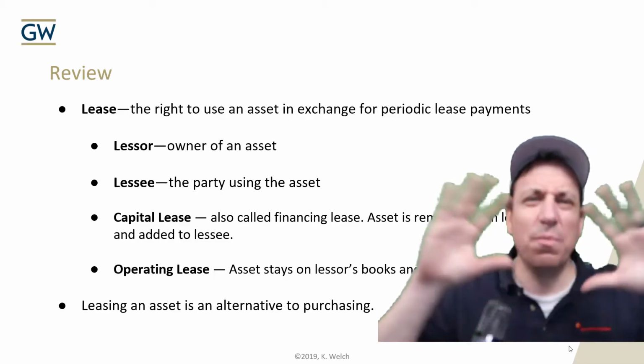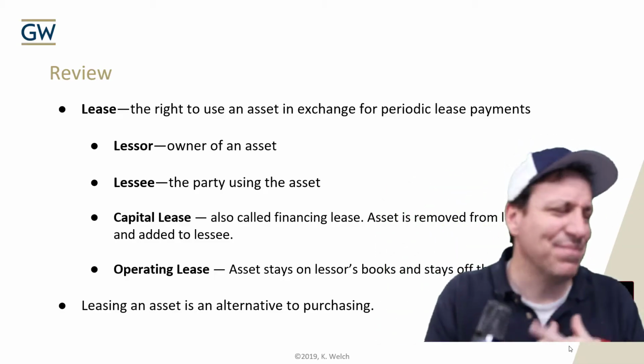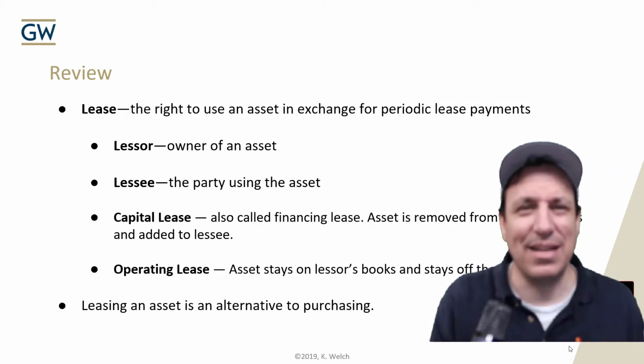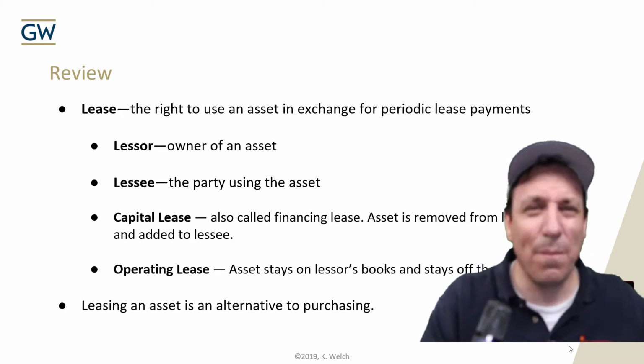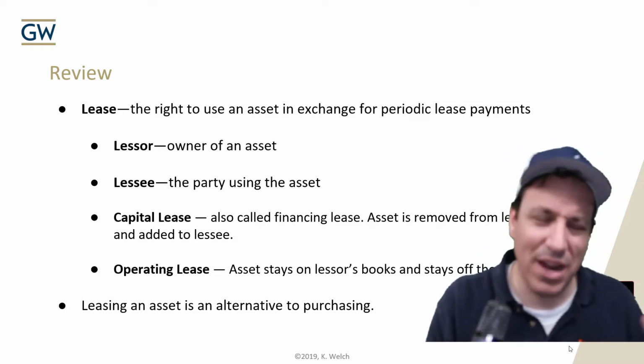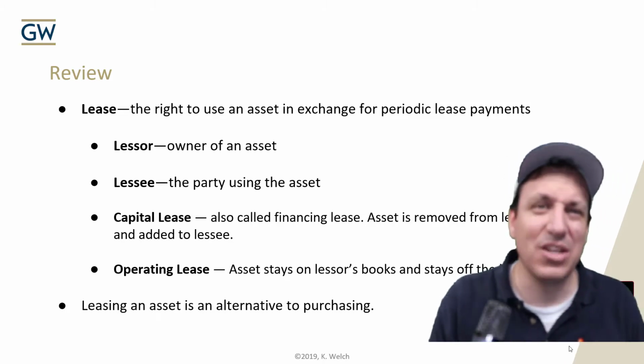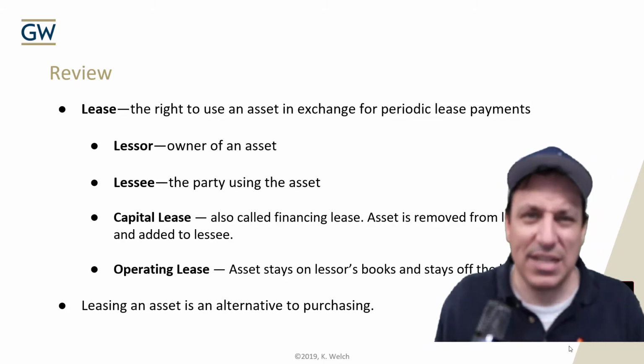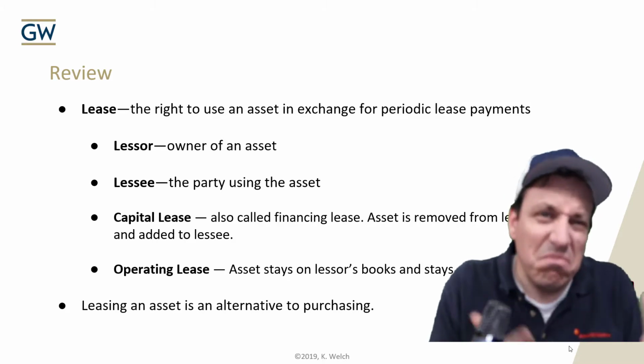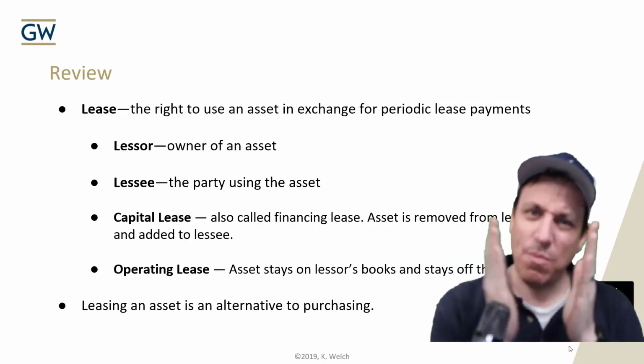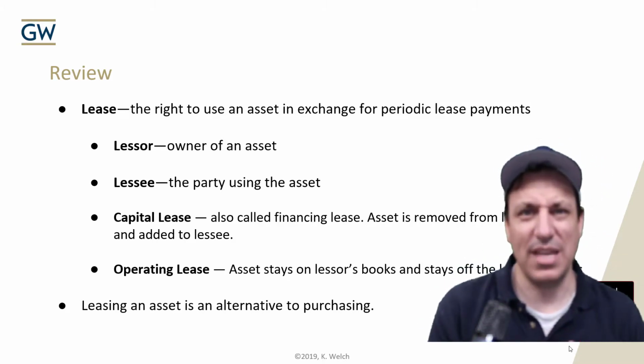All right, so just from a high level review, a lease is renting an asset. That's what it is. You could have a lease for a building, you're renting the building. A lease for a car, you're renting the car essentially. You get the asset, you get to do generally what you want with the asset, and you make fixed payments over time.